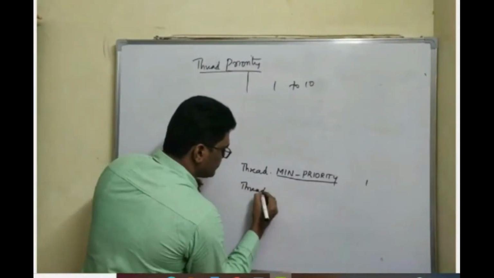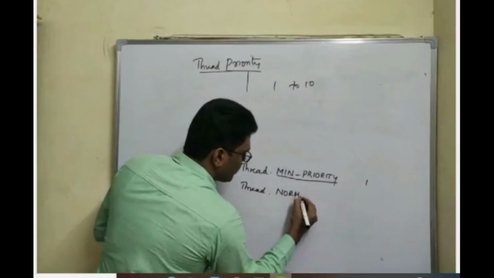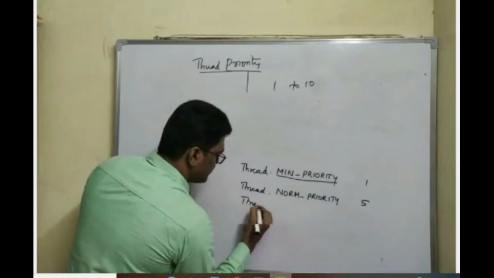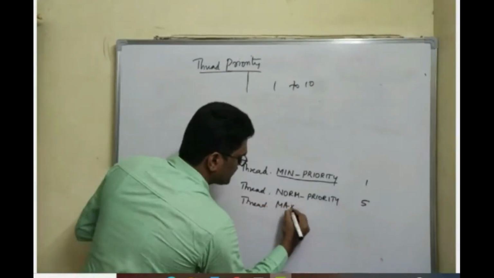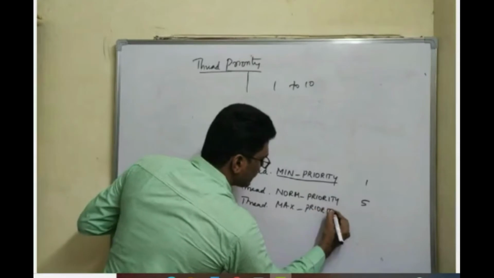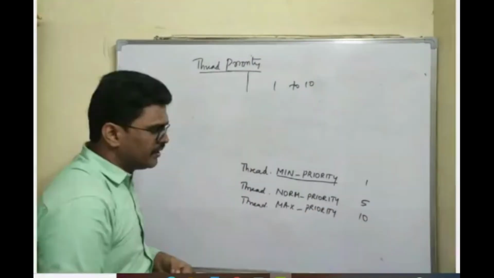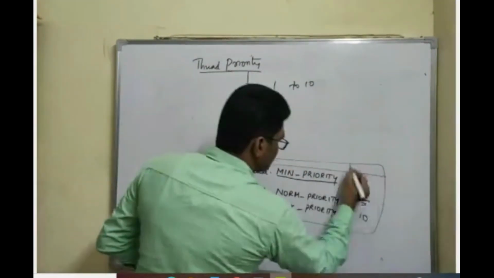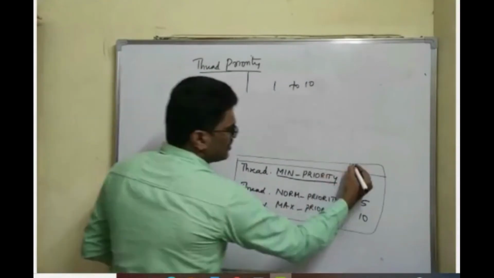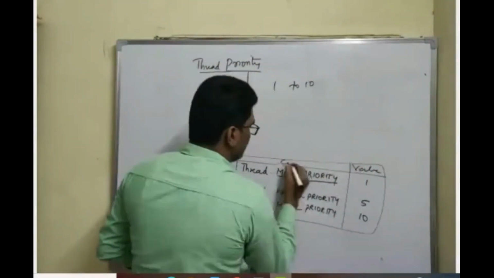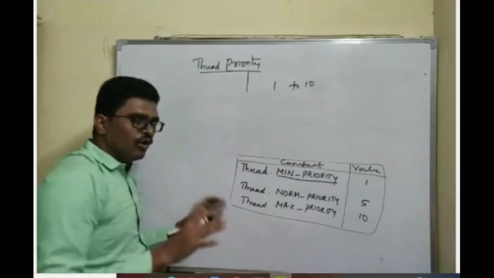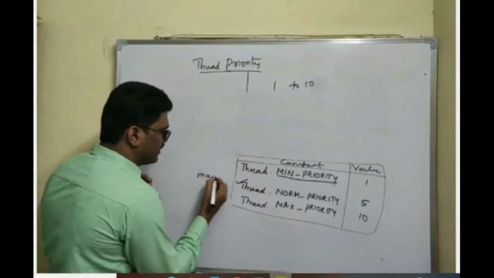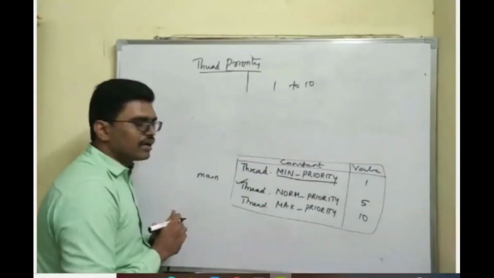Similarly, Thread.NORM_PRIORITY, whose value is 5. Similarly, Thread.MAX_PRIORITY, whose value is 10. So these values are assigned to threads as priority values. If I don't assign any priority, by default it is normal priority for your main thread.